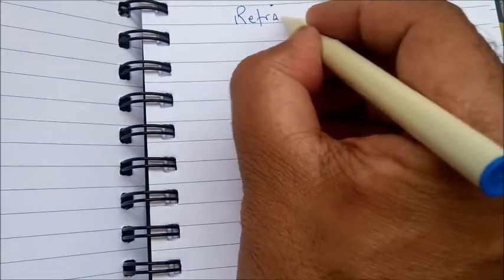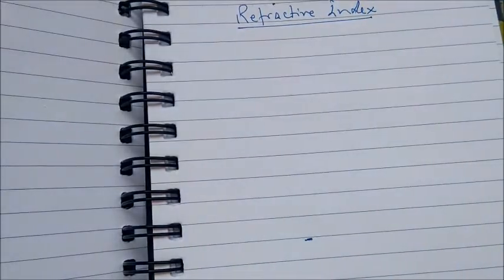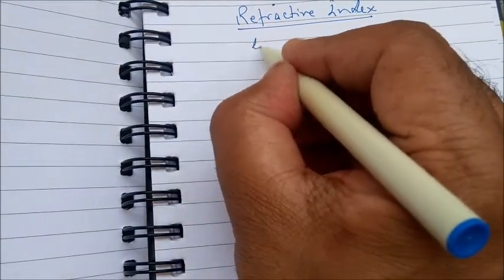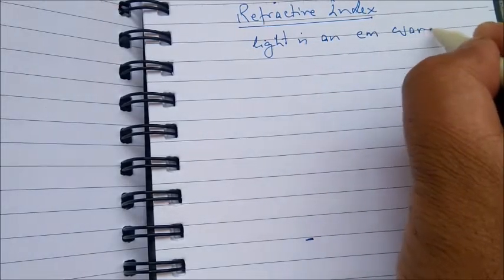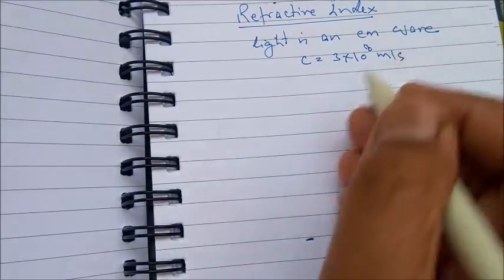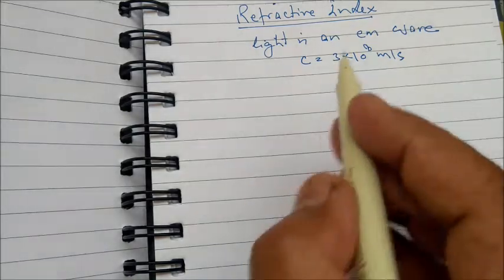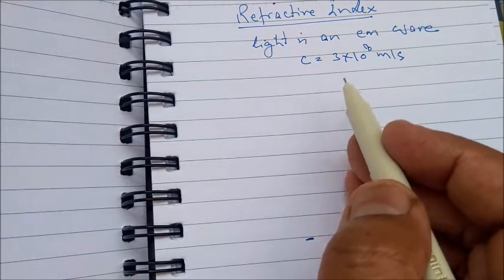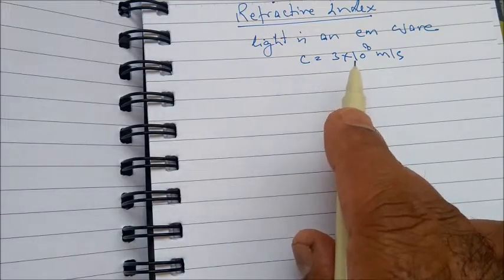Okay, we will take in this class the topic refractive index. We have studied that light is an electromagnetic wave and it travels with a speed of 3 into 10 raised to the power 8 meter per second, nearly this, slightly less than this in vacuum. In air, the speed is slightly less, but the difference is too small, so we take it 3 into 10 raised to power 8 meter per second in vacuum as well as in air.